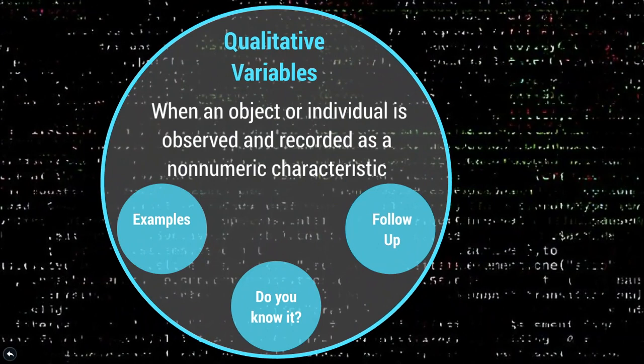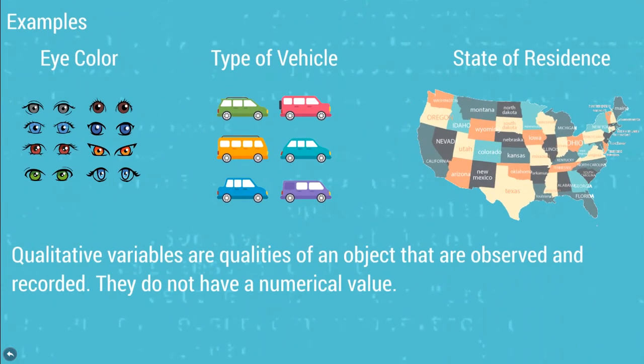So, when an object or individual is observed and recorded as a non-numeric characteristic, so anytime that it does not include numbers, it is qualitative. So, let's take a look at this. For example, eye color or eye shape. Round or blue, brown, the qualities that make up an individual's eyes.